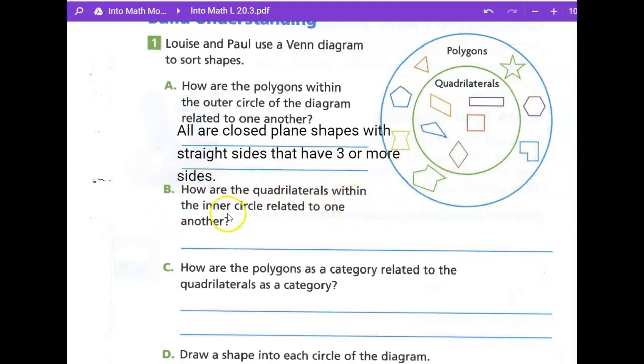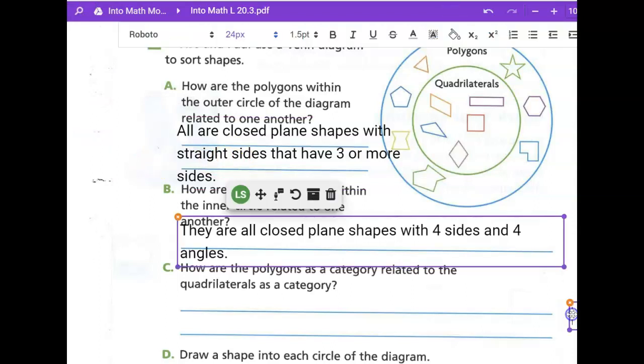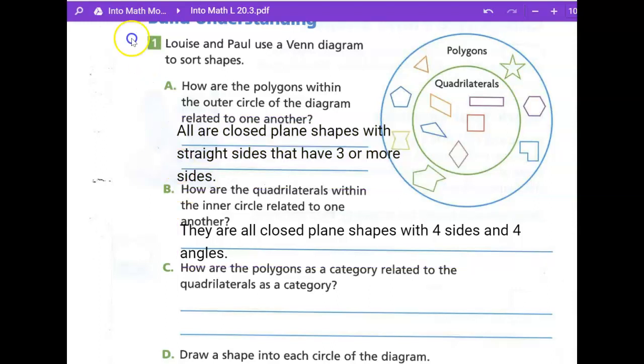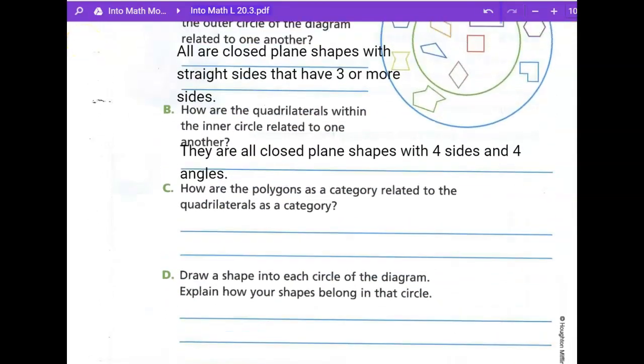How are the quadrilaterals within the circle related to one another? So the quadrilaterals inside here, they're all plane closed shapes with 4 sides and 4 angles. And then it says, how are the polygons as a category related to the quadrilateral as a polygon? All the shapes in both circles are polygons, so quadrilaterals are a subcategory of a polygon.